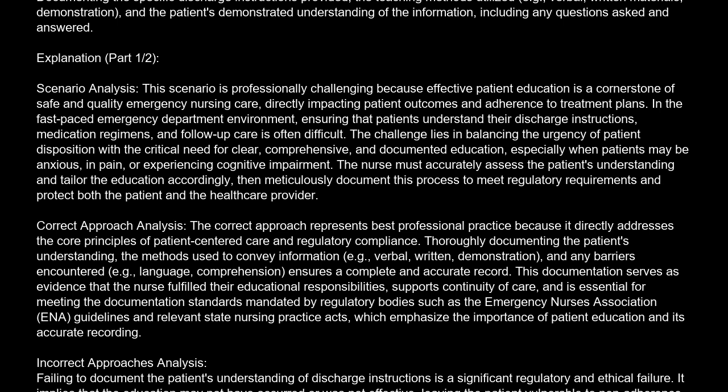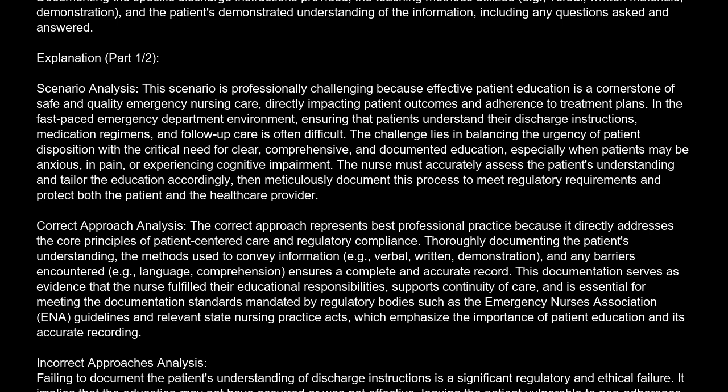The nurse must accurately assess the patient's understanding and tailor the education accordingly, then meticulously document this process to meet regulatory requirements and protect both the patient and the healthcare provider. Correct approach analysis. The correct approach represents best professional practice because it directly addresses the core principles of patient-centered care and regulatory compliance. Thoroughly documenting the patient's understanding.